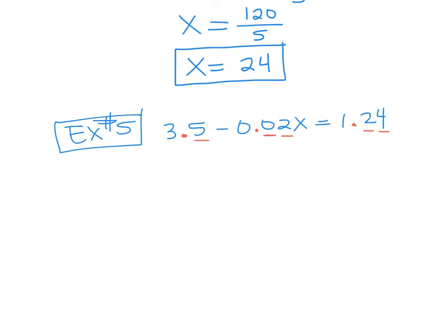So 3.5 times 100, you got to add a 0 in, would be 350. Then it's minus 0.02 times 100, which would be what? 2, right? It's just 2x. And then 1.24 times 100 would be 124. Okay, so you can move it like this, and now we know how to solve because we're not dealing with ugly decimal points. What would our first step be?